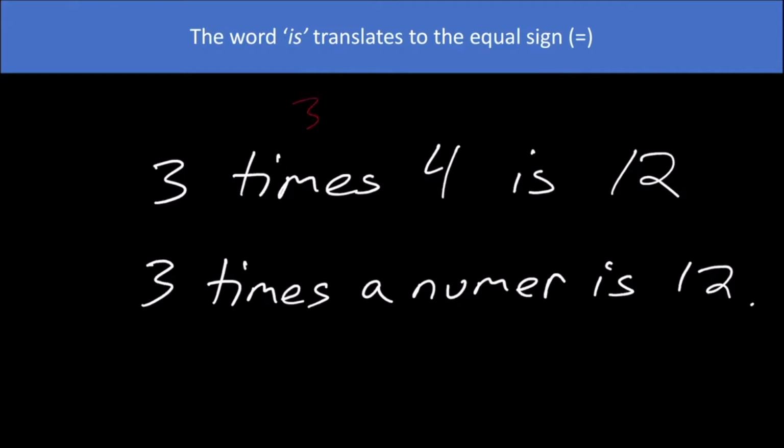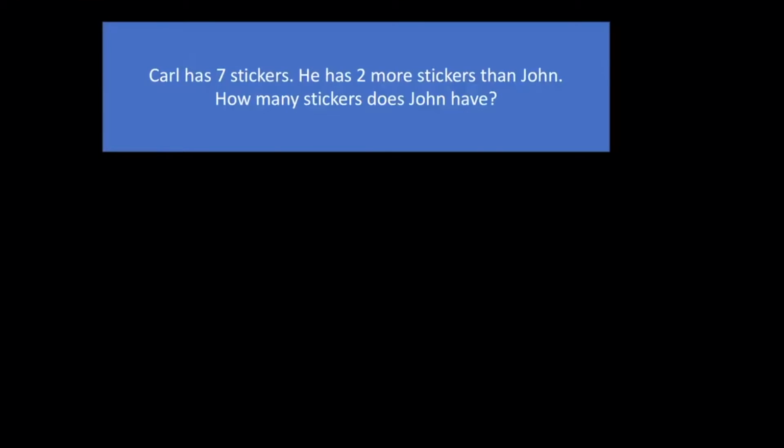So if I had 3 times 4 is 12, we know how to write this. And 3 times a number is 12. We are going to work through these problems, and I'm going to give you some tools to make this a little bit easier for you, and it helps make it visual as well.